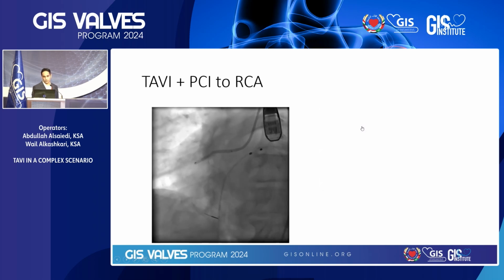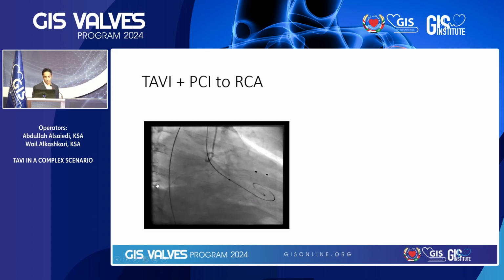We managed to do PCI to the RCA with a single stent, and with each inflation she developed hypotension and chest pain. So we decided to move to putting the valve, then deal later with the underexpansion in the middle of that stent. At this stage, we assumed we would use supra-annular measurements, 26. We used balloon sizing, and we went here with a 26 size balloon.